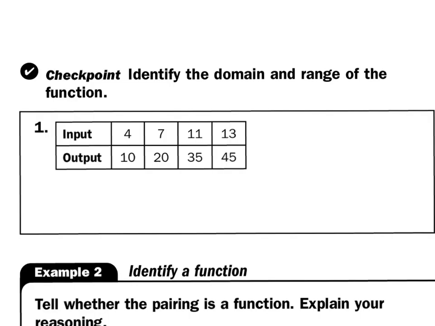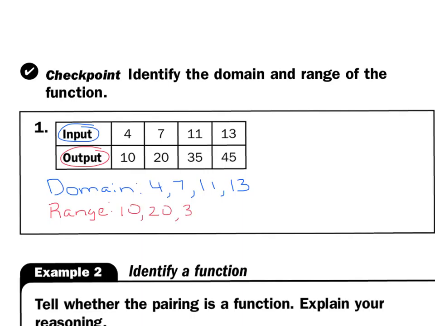In our first checkpoint, we're going to do exactly that. We're going to identify the domain and range. So pause while you work on this. The domain, again, refers to the input. So 4, 7, 11, and 13. And the output is the range. 10, 20, 35, and 45.